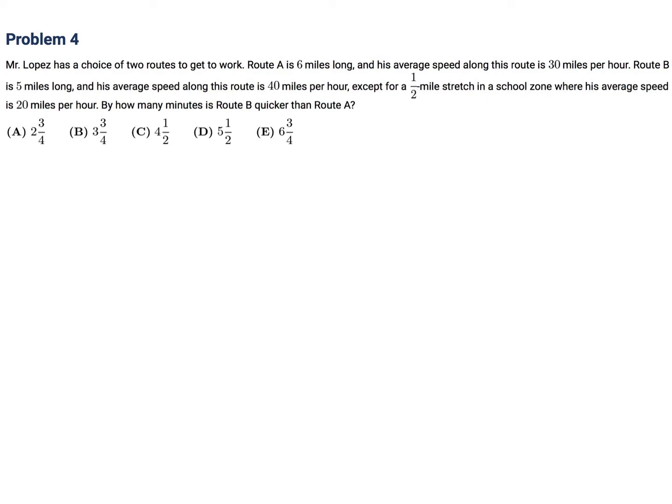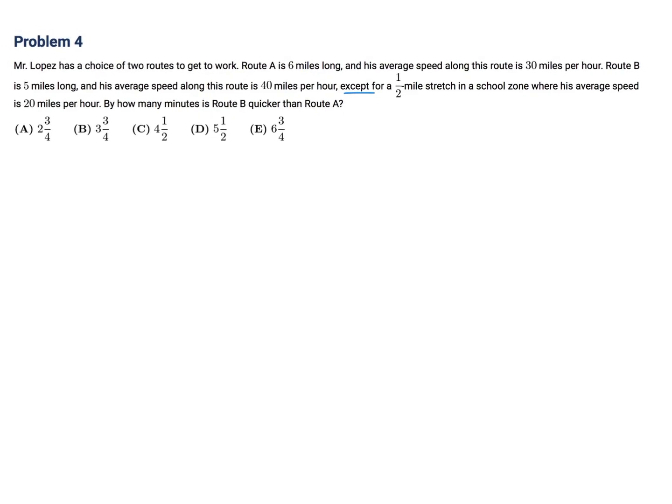Number 4. Mr. Lopez has a choice of 2 routes to get to work. Route A is 6 miles long and has an average speed along this route of 30 miles per hour. Route B is 5 miles, and his average speed along this route is 40 miles per hour, except for a half mile stretch in the school zone where his average speed is 20 miles per hour. How many minutes is Route B quicker than Route A? All right, let's figure this out. Route A: the distance is 6, and the speed is 30.